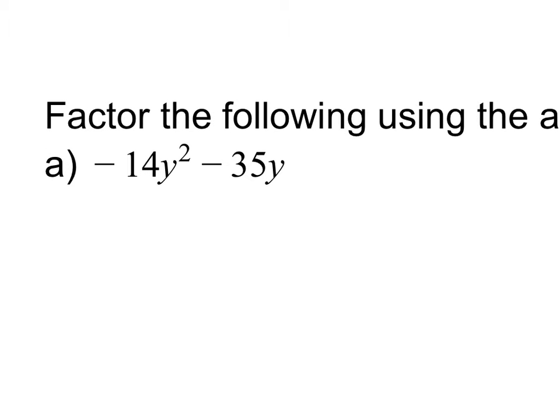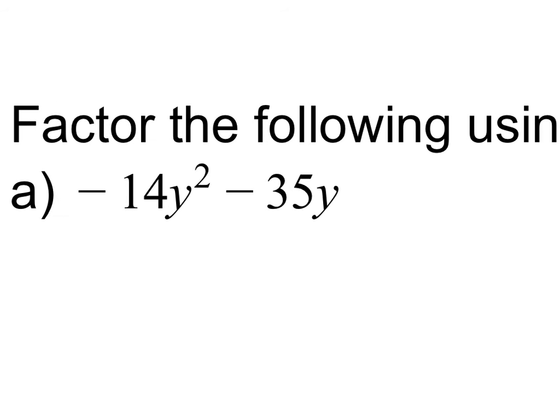Okay, on this one it looks like we're going to have to use the GCF. And the GCF would be 7y. Let's do negative 7y since they're both negative. So negative 7y, and that would give me 2y plus 5. Can you factor it any further? Nope, you can't, so that's it.